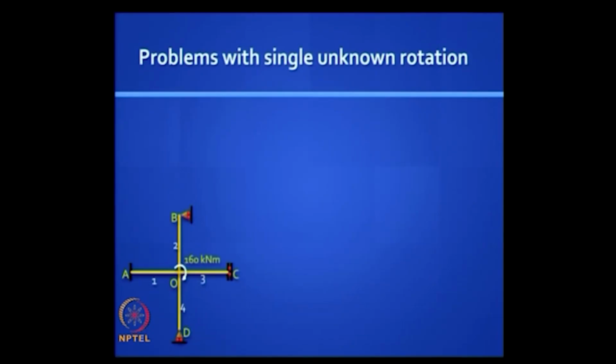So these are problems with a single unknown rotation, and many difficult problems can be reduced to this level. How do you think that moment, 160 kilonewton meter, will be shared between elements 1, 2, 3 and 4? Which will take the largest? This is like giving a project to a team of 4 students, okay.